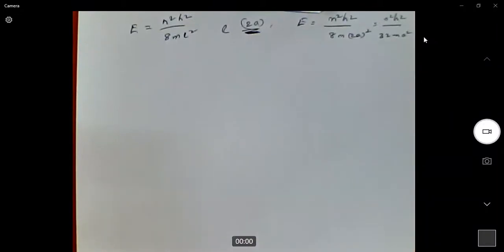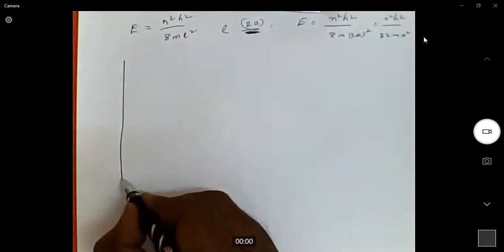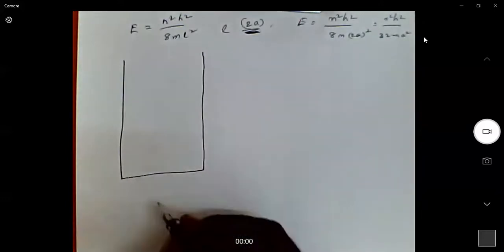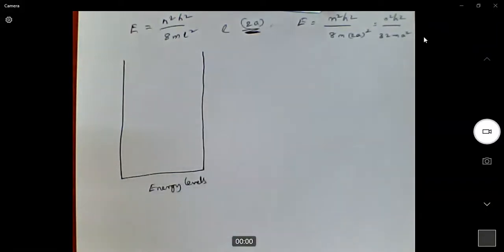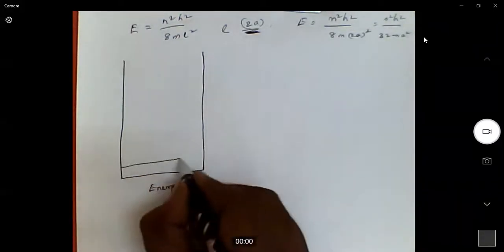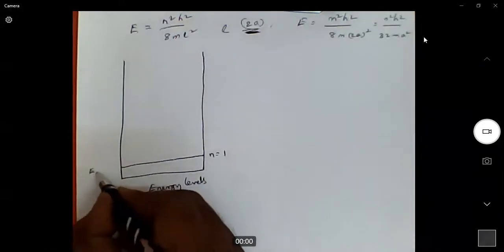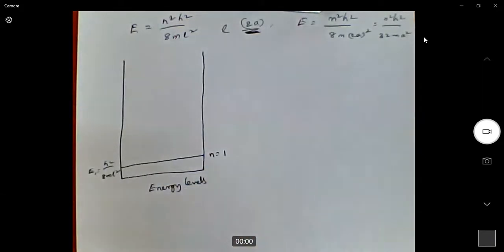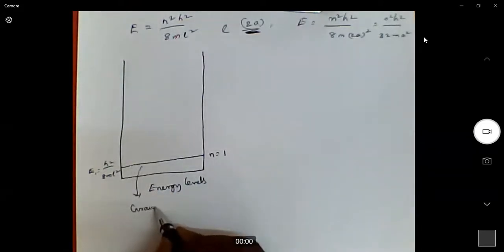Now we have the energy function, and we need to represent these energy functions in the box. These are the possible energy levels according to the value of n. When n is equal to 1, what is the lowest possible energy level? That is n is equal to 1. So we have E1 nothing but h squared by 8 m L squared. Now this n is equal to 1 level is also called the ground state energy.